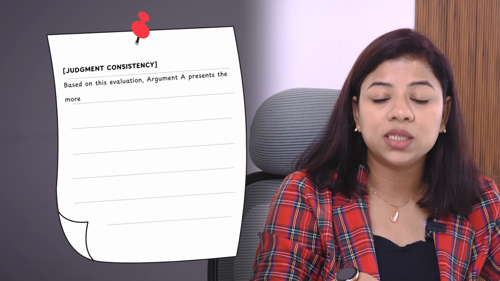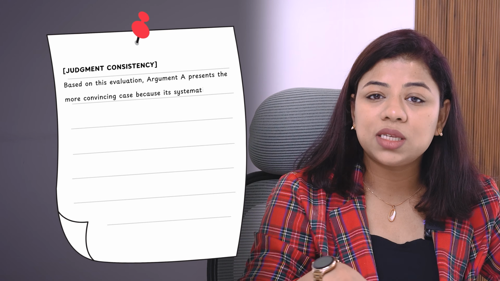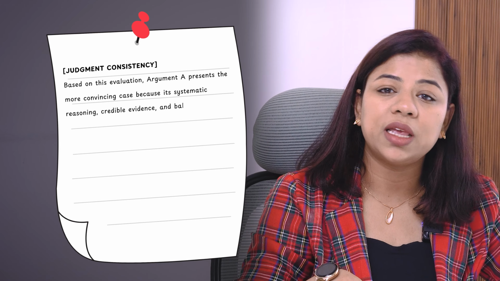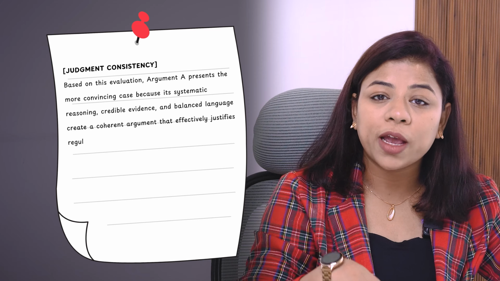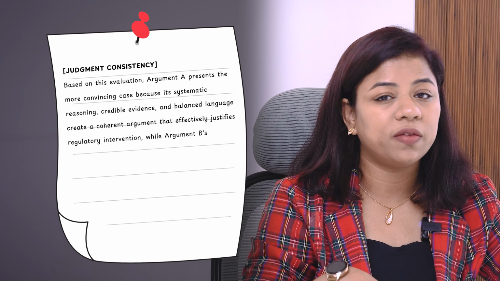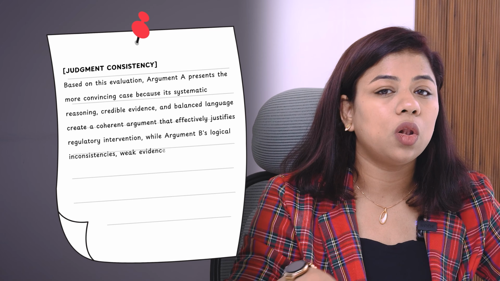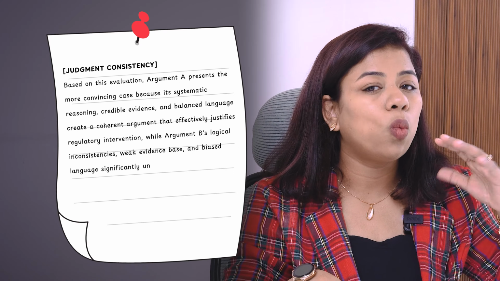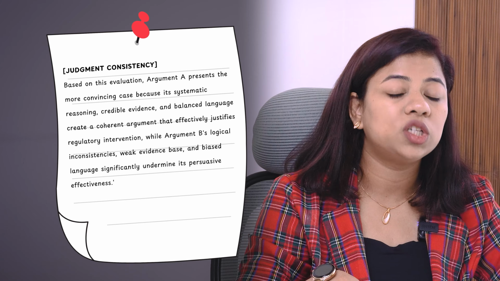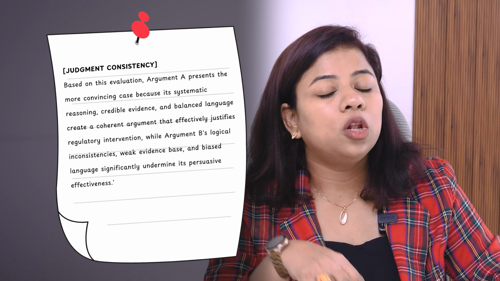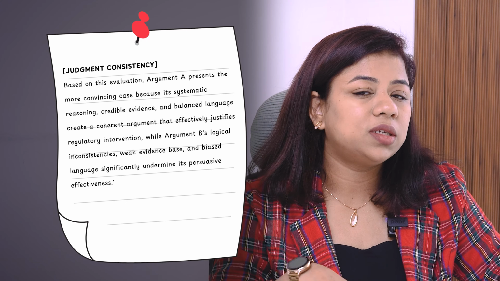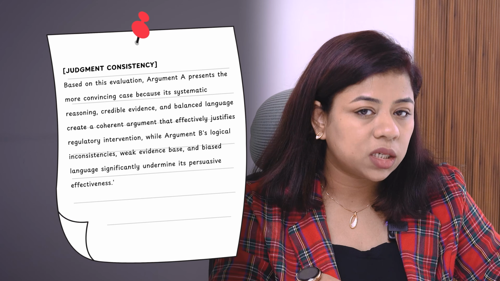Now the next part of the answer was, based on this evaluation, argument A presents the more convincing case because this systematic reasoning, credible evidence, and balanced language create a coherent argument that effectively justifies regulatory interventions, while argument B's logical inconsistencies, weak evidence base, and biased language significantly undermine its persuasive effectiveness. Now, when you look at this answer, the result was 8 on 8 marks, that is the maximum marks.